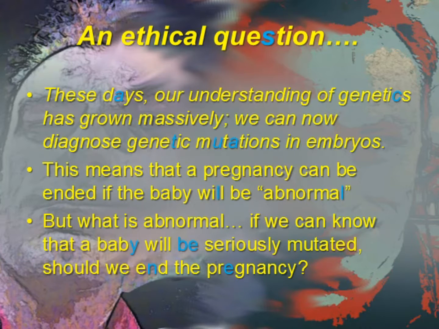But what is abnormal? And if we can know that a baby will be seriously mutated, should we end the pregnancy? Are we ethically allowed to? Are we ethically obliged to? This is a very difficult question, and it highlights the importance of thinking about our ethics before we decide what science to conduct. And once science has allowed certain technologies to be possible, we then have to think about how we as a culture want to use those technologies in an ethical way.